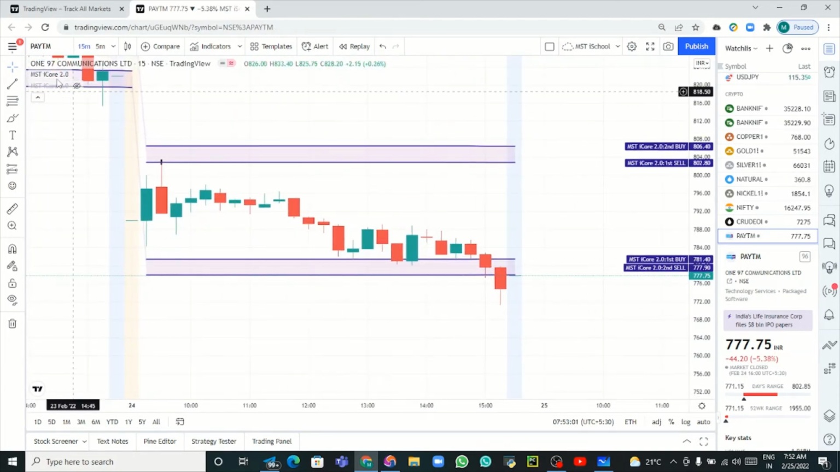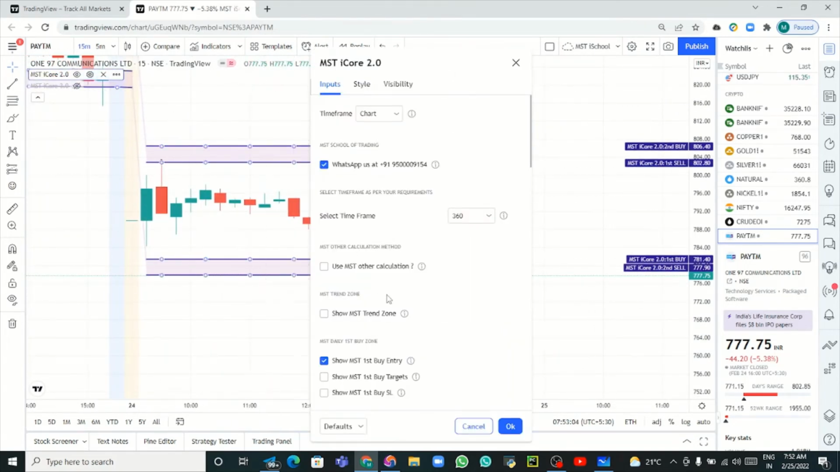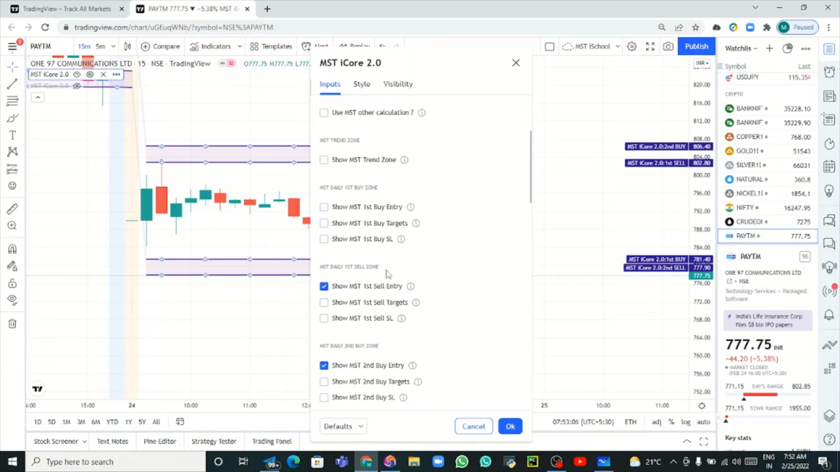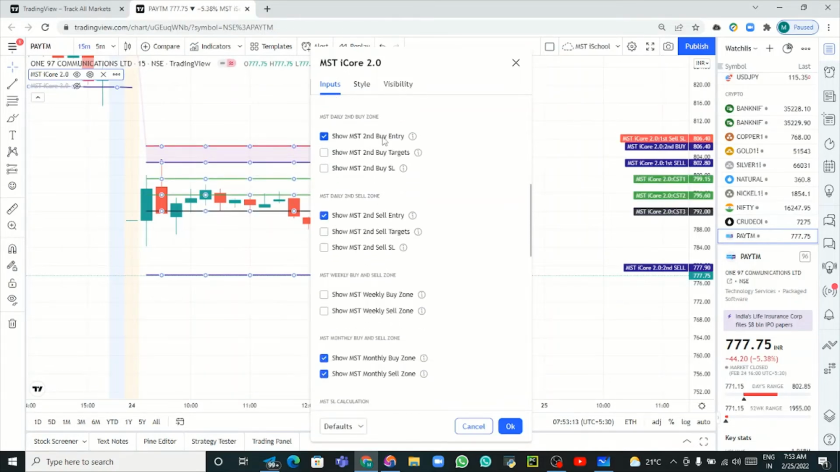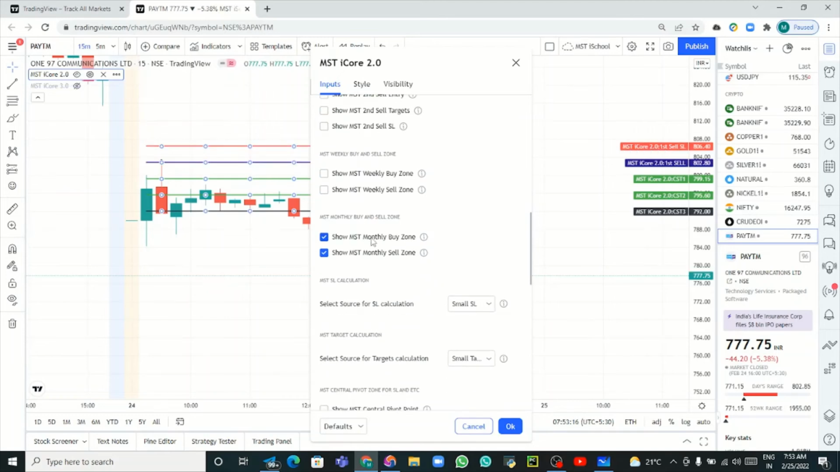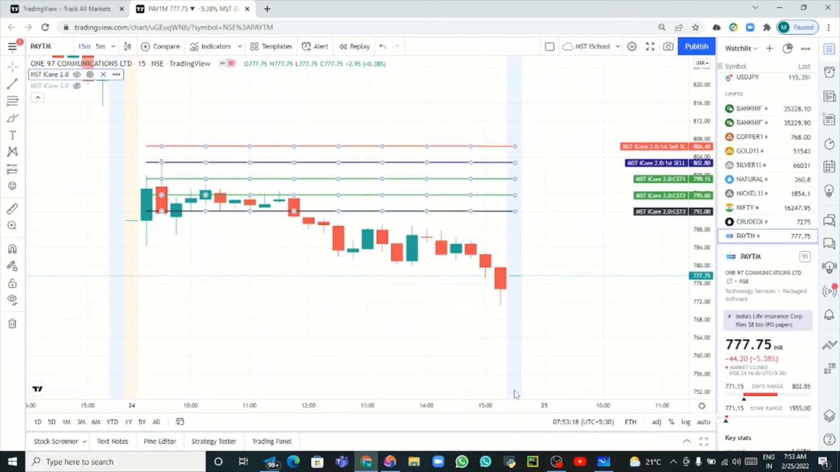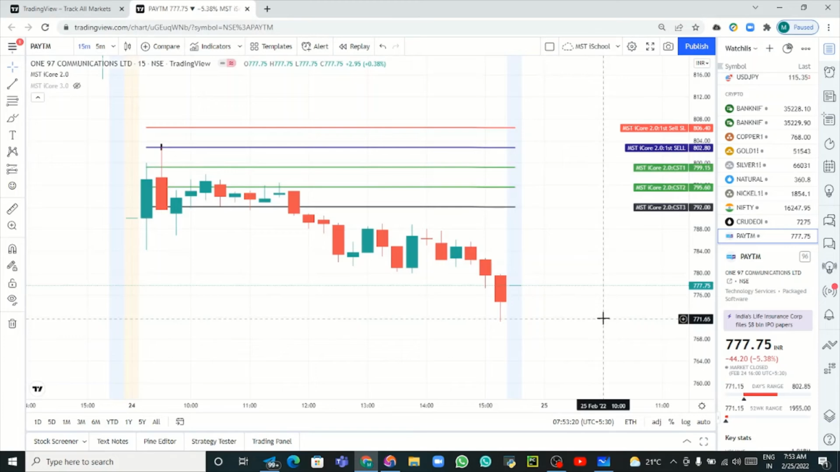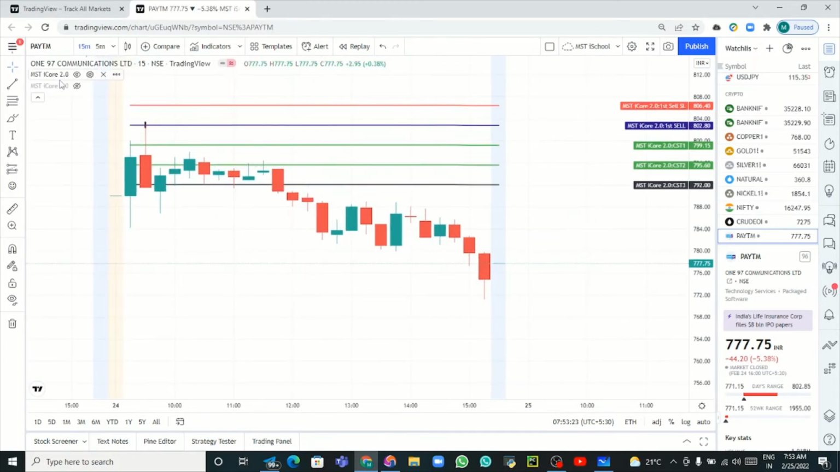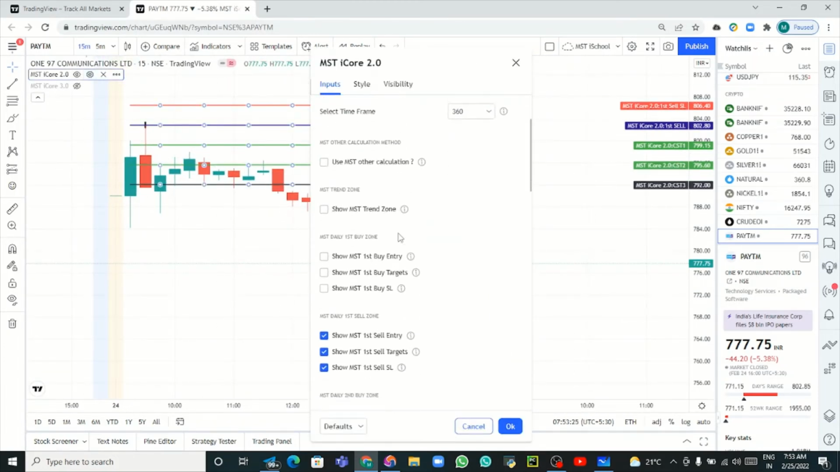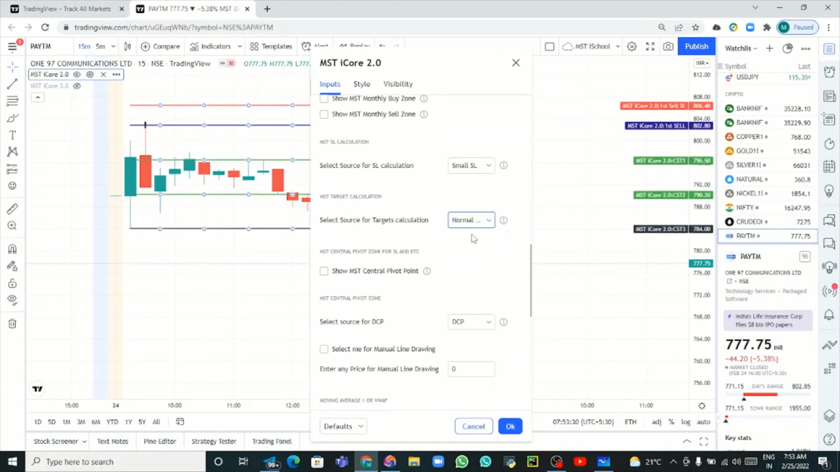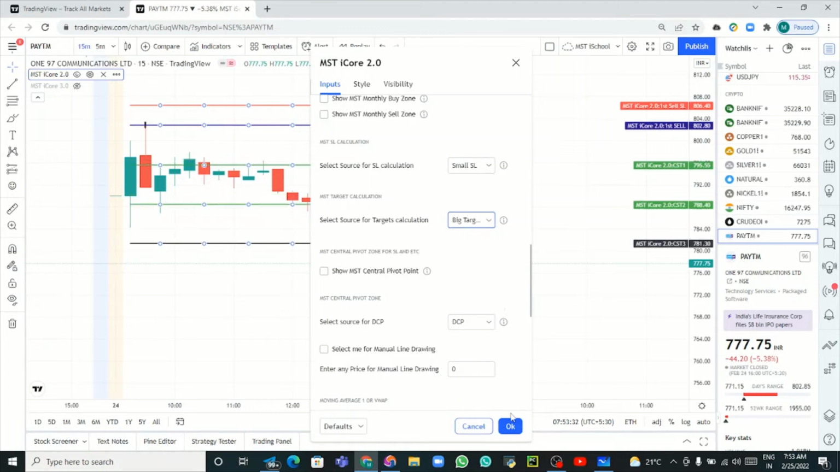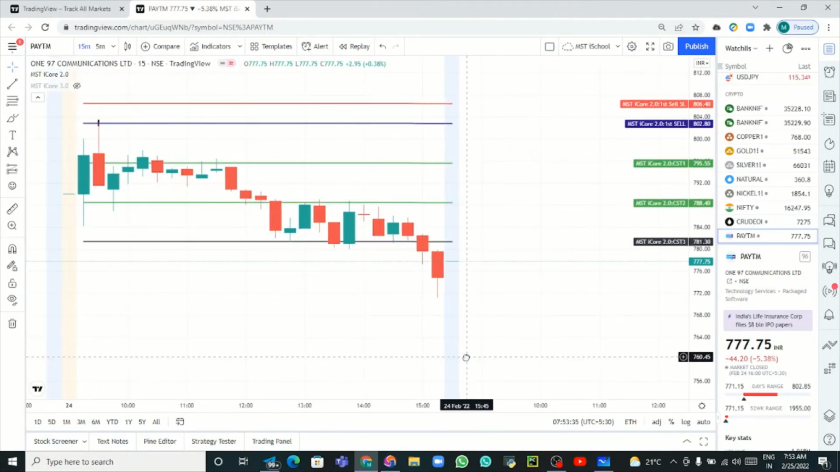Now come here. Since the sell is activated, we should not be in buy. So disable the buy. Enable first sell targets and first sell SL. Remove second buy, second sell, and remove everything. That's all. See here, all the targets in the sell entry have been achieved. Now to know the maximum target, keep it in normal and see, they are also achieved. Big targets also achieved.